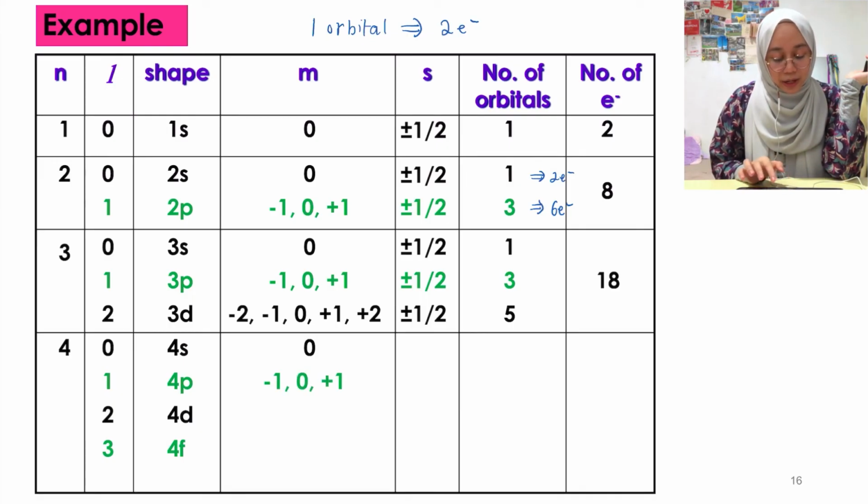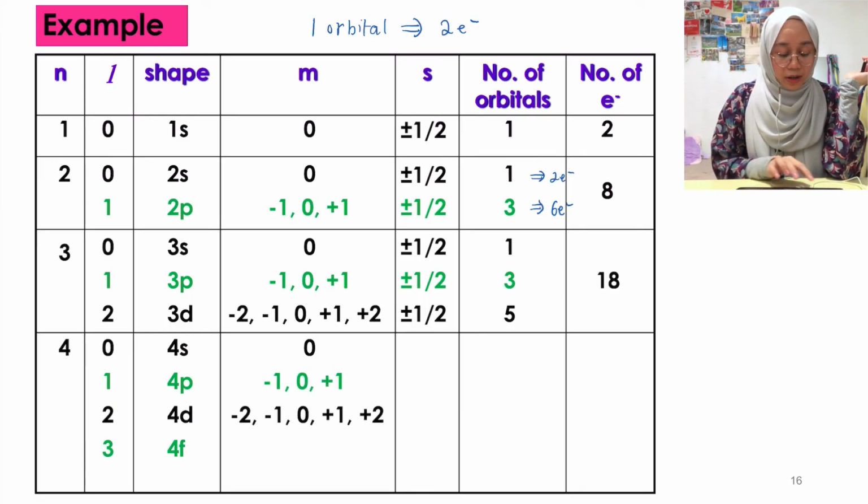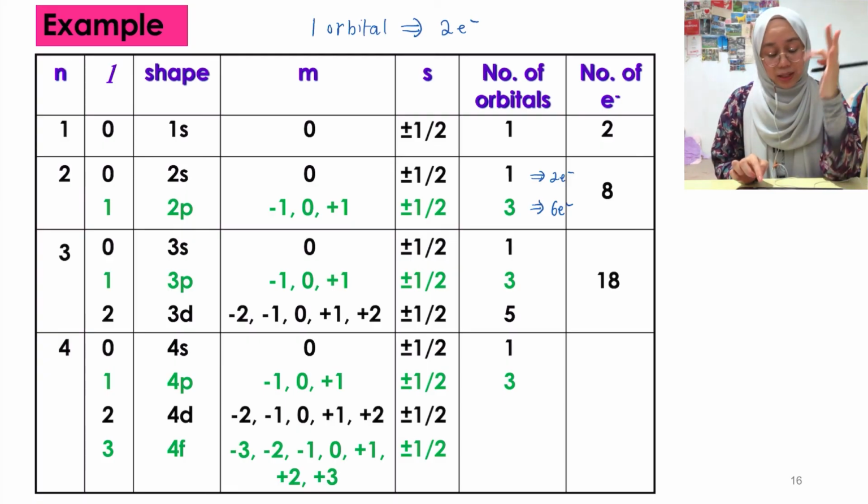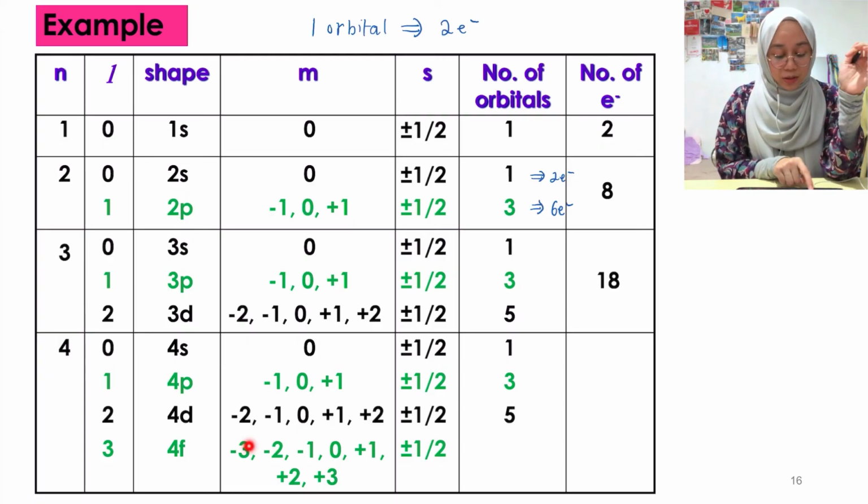Okay, so I think 4S, 4P, 4D tu kamu dah boleh figure out. So kalau 4F, it depends dengan 3 sini kan. Bermaksud range M dia adalah negatif 3 sampai positif 3. Okay, so kalau tengok kat sini 4S ada 1 orbital, 4P ada 3 orbital, 4D ada 5 orbital. So kalau 4F pula ada berapa banyak orbital, so kira M ni ada berapa banyak orientation dia. So in total ada 7 kat sini, so ada 7 orbital.